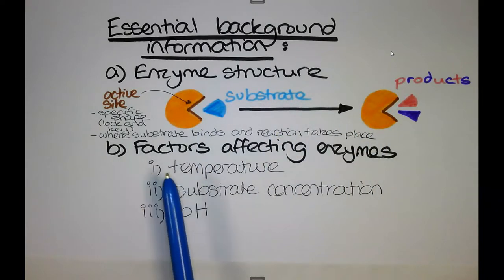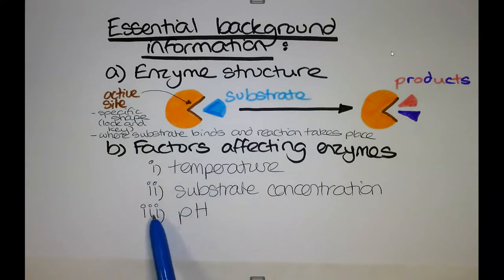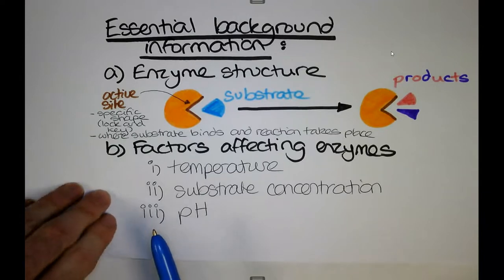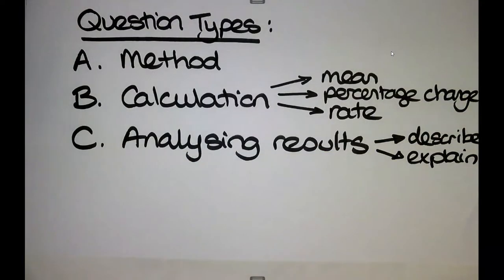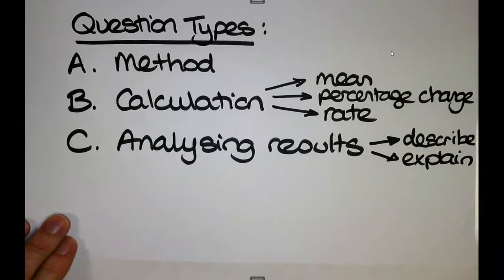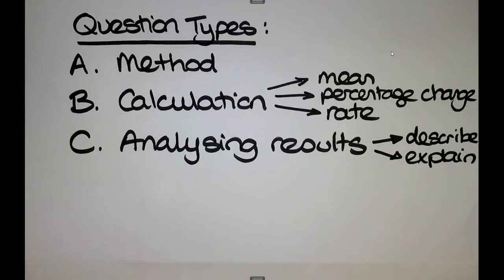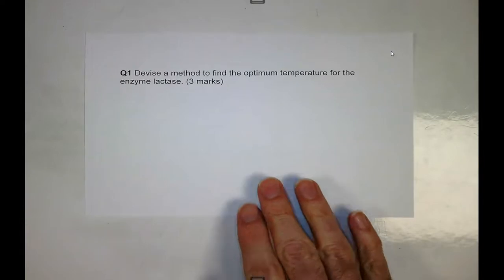There are also three factors you need to remember which affect enzymes. So temperature, substrate concentration, and pH. There are three kinds of questions you get asked here about the enzyme investigations. Method questions, questions where you've got to do a calculation, and then one where you have to look at the table of results or a graph to interpret what's going on. So let's have a look at the first type.